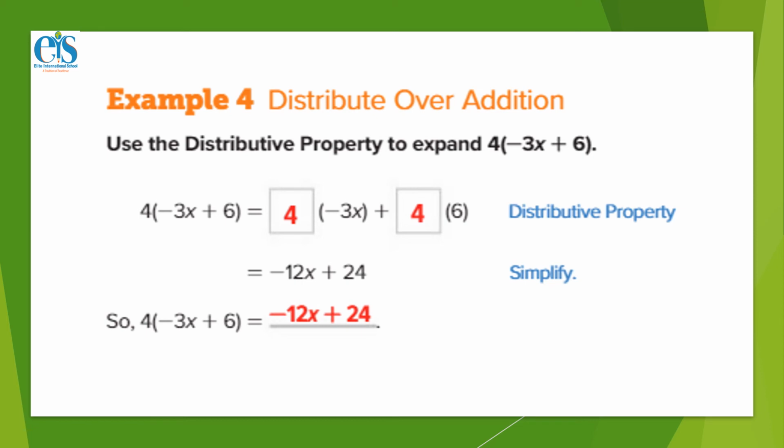The answer here, 4 times -3 is -12x and 4 times 6 is 24. Therefore, we use the distributive property and we expanded 4 times -3x plus 6 within parenthesis. And our answer is negative 12x plus 24.